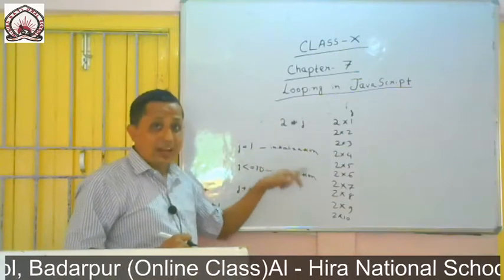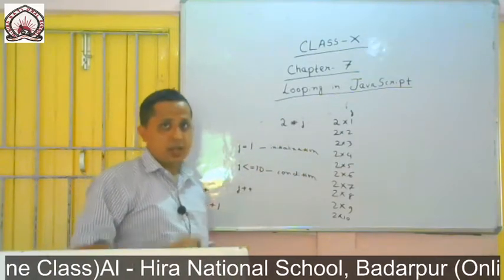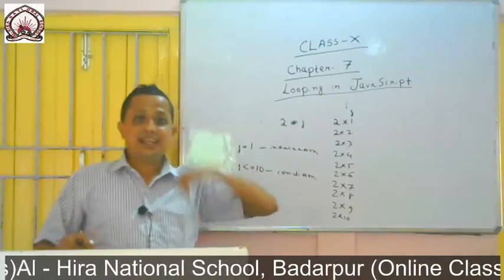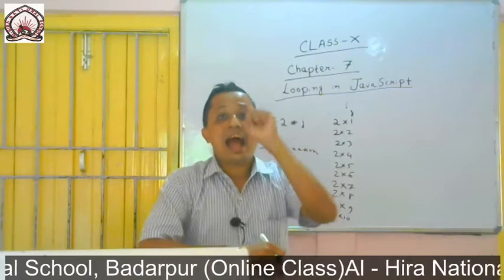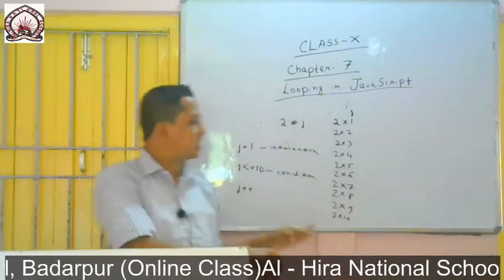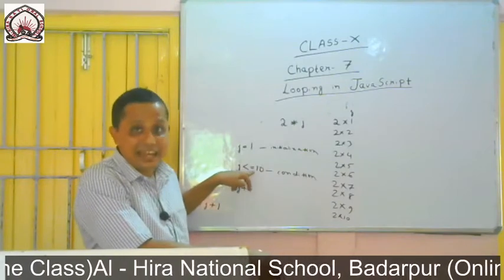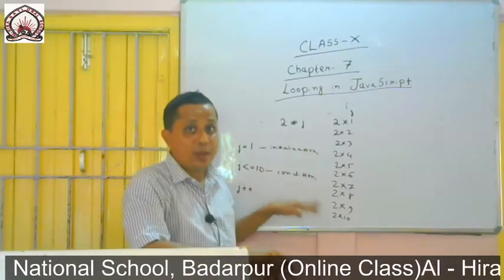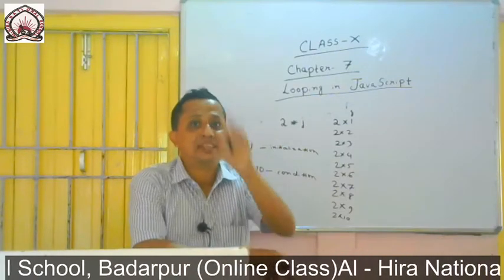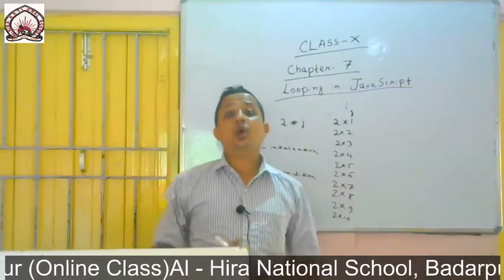So it will go on, this increment or decrement. Here it is increment. This increment will go on continuing until the condition. What is my condition here? My condition here is j is less than or equal to 10. So when the value of j becomes 10, it will stop execution. This is all about loop.